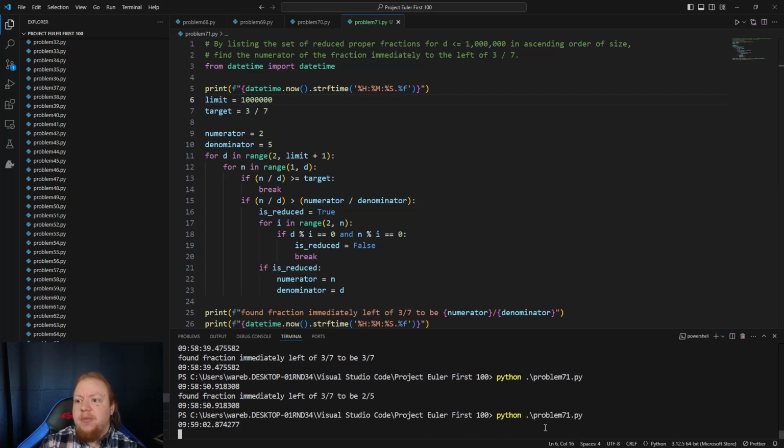For a limit of 1 million, it's going to take some time to process through all of these numbers. I'm not sure exactly how much time, since it's effectively going to be limit squared.